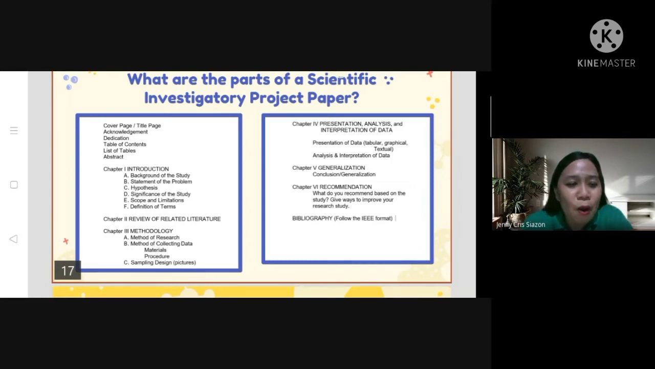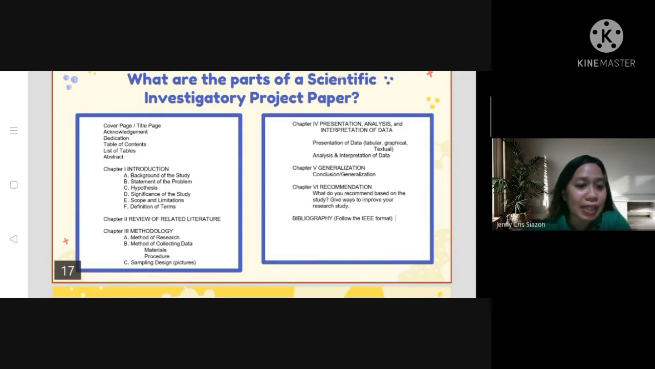Okay, so for this slide, now we are asking what are the parts of a scientific investigatory project paper? You need to follow all of these parts, all of the components that an investigatory project has. So it starts with a title page, followed by the acknowledgement, dedication, table of contents, list of tables, abstract, and after that, we're going to include now the chapter 1 or the introduction.